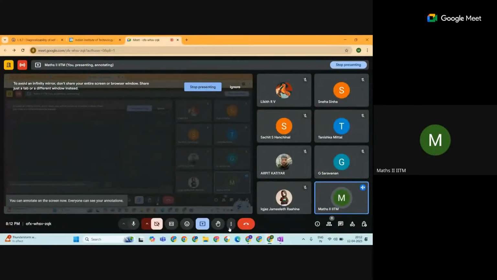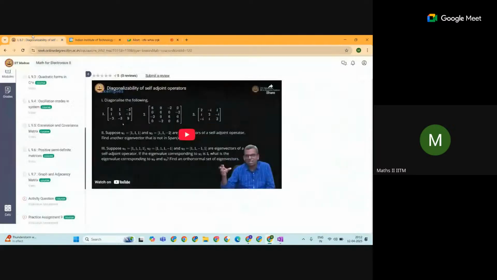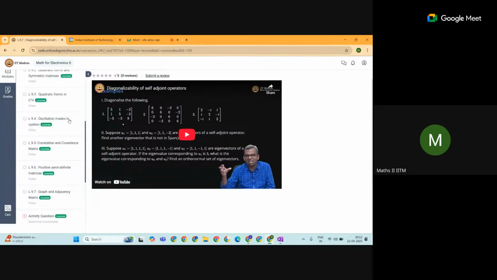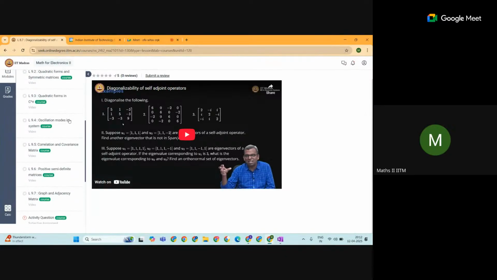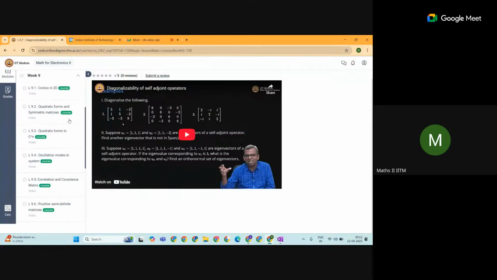So in week 9 there are positive definiteness of matrices. What is the use of that, we'll see maybe in some other course, but not here. But we should at least know what positive definite matrices are, or graph and adjacency matrices, conic sections, and quadratic forms.